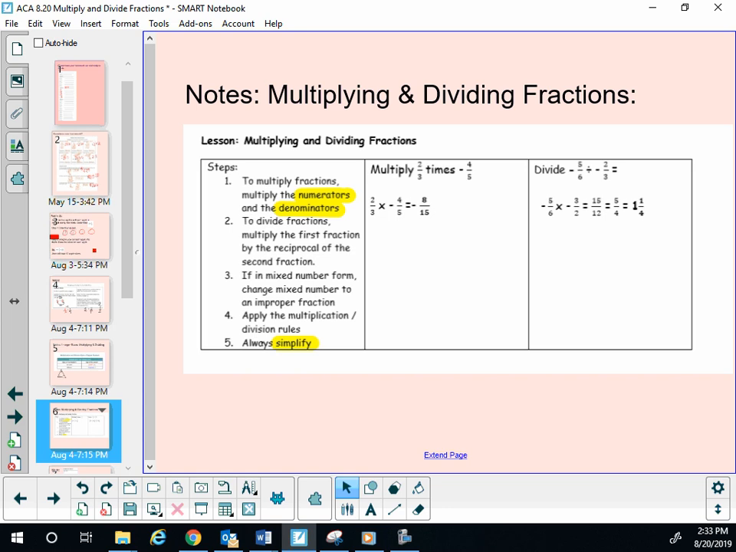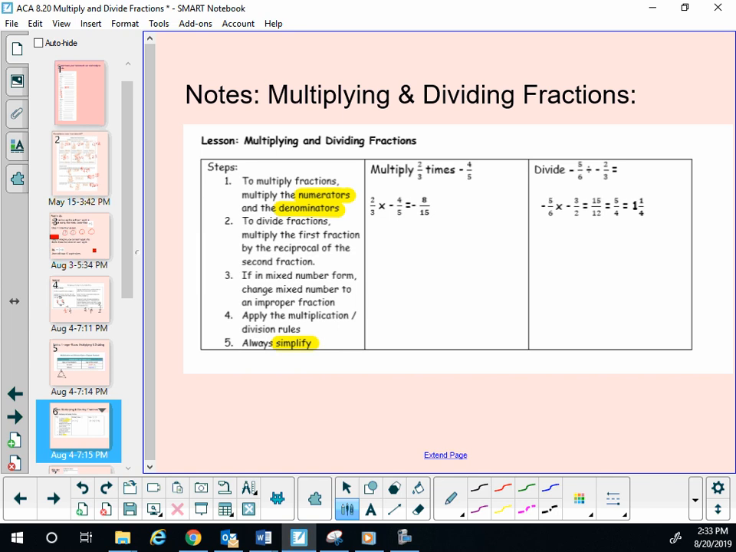What you'll see in your notes is you have one column, but this is still on the front, so we'll get to that in a second. So let's look at multiplying and dividing fractions. We have a few steps. When we multiply fractions, we simply multiply the numerators and the denominators. So you're just multiplying across: the top times the top, and the bottom times the bottom. So step one is for multiplying.